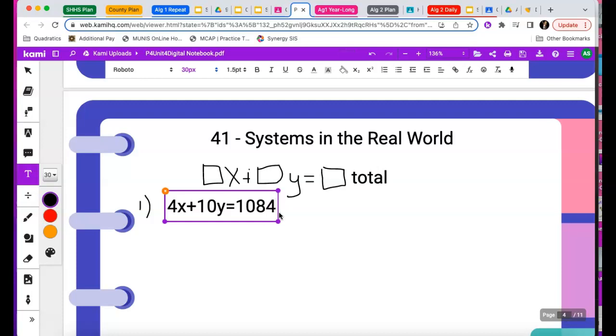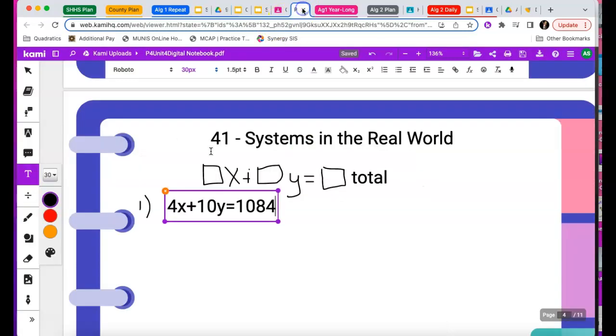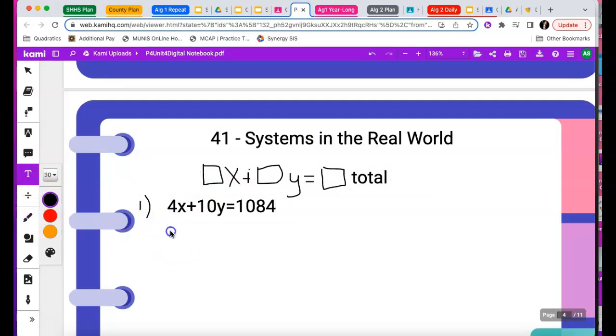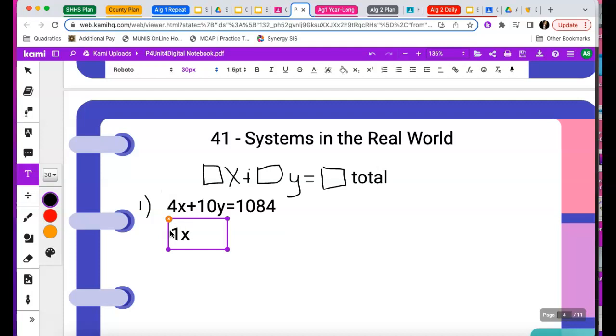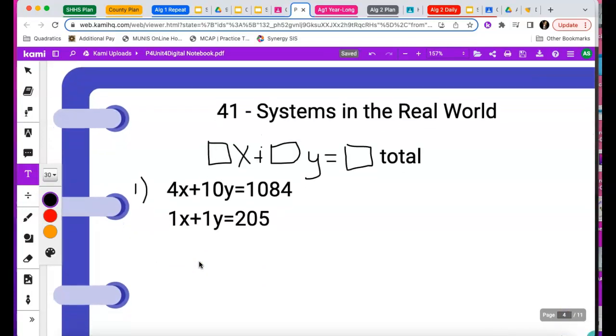Okay, now we have to write our other equation. So we're talking about two things here. We're talking about the gift wrap and we're talking about greeting cards. So it doesn't tell us how many things of gift wrap and how many things of greeting cards. It just says that we sell a total of 205. So let's assume that we sell one of those gift wraps, so 1x, and then one of the greeting cards, 1y, and we sold a total of 205 of those, whether it's so many of the greeting cards or so many of the gift wraps. So we just don't know those values yet.